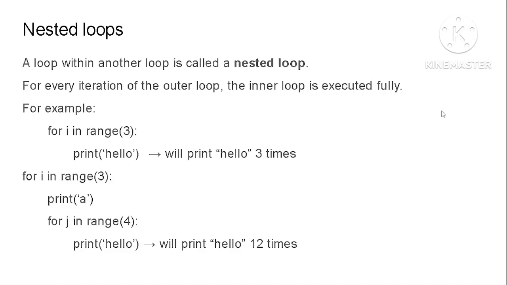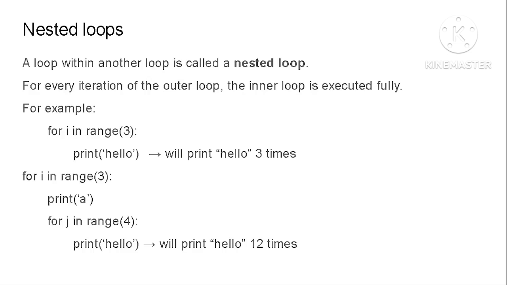Nested loops are a loop within another loop. Say for example, you have a for loop. Inside a for loop, instead of a normal statement, we give another loop inside. That kind of a loop is called a nested loop.